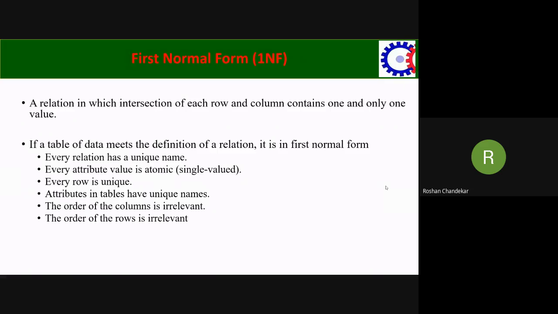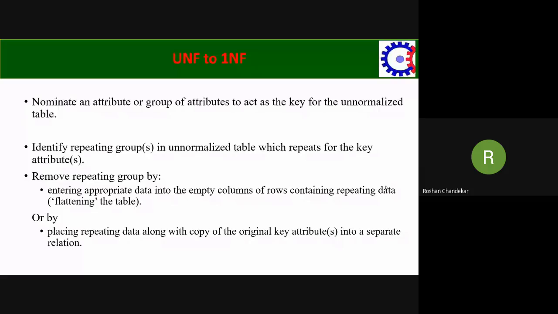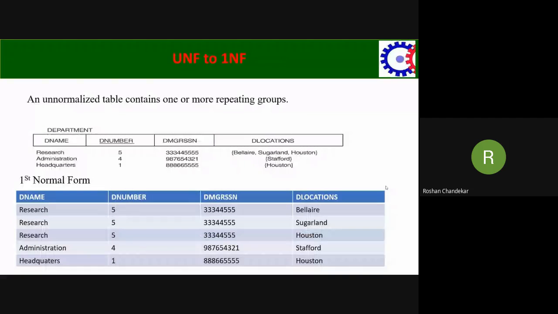So look here. Every relation has a unique name. Every attribute has an atomic, single value, not multiple values. Every row is unique. Attributes in tables have a unique name. The order of the columns is irrelevant and the order of the rows is irrelevant. So look at an example of first normal form.